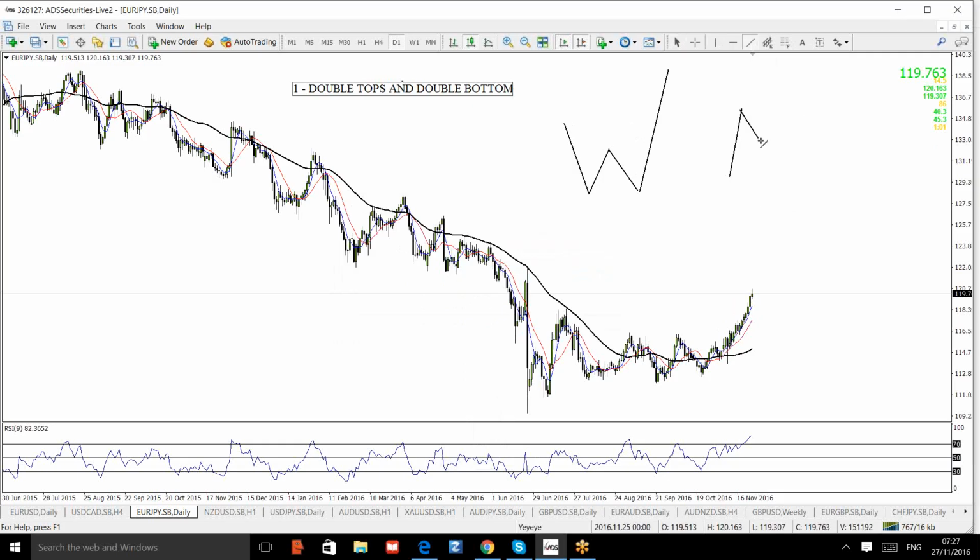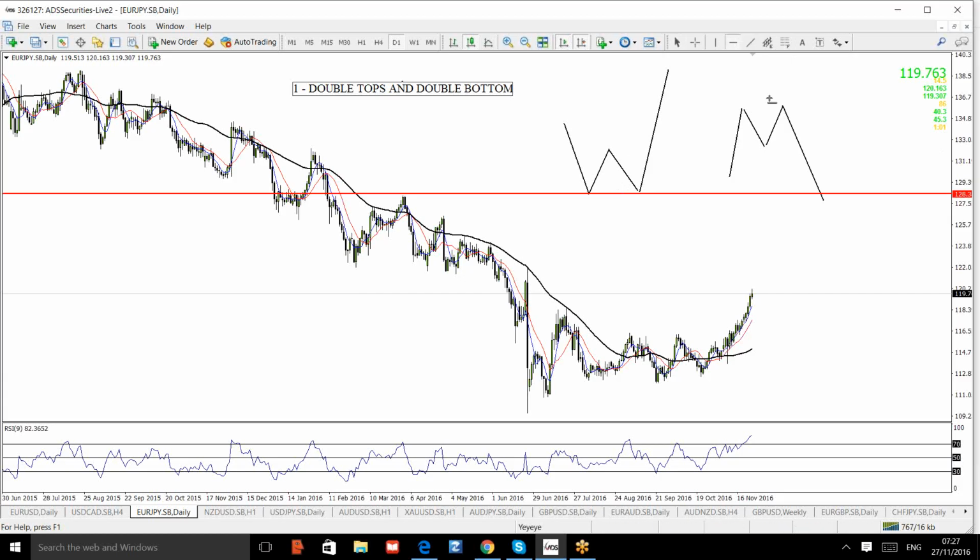And double tops, guys, looks like M. So does everybody understand this? Double bottoms form at support, guys, and double tops form at resistance.